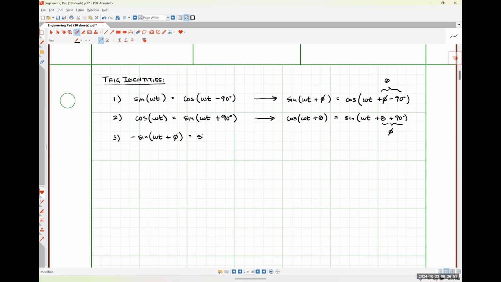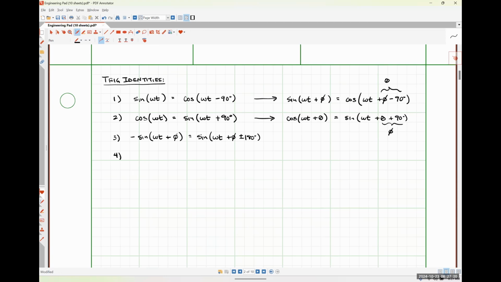So this would look like sine of omega t plus phi plus or minus 180 degrees. It does not remotely matter whether we add or subtract that 180 degrees, because that's either a shift of half of a cycle to the right or a shift of half a cycle to the left, but it still gets us the exact same point.